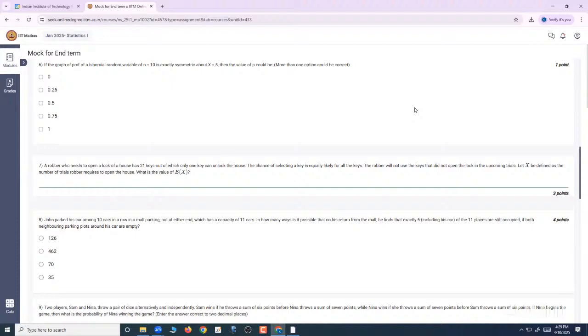11, right? n plus 1 by 2. Yeah, n plus 1 by 2, because the probability is the same. Yes, ma'am. It's coming out to be 11. What about others? Madam, this is a continuous random uniform distribution only, right? Which type is this question?